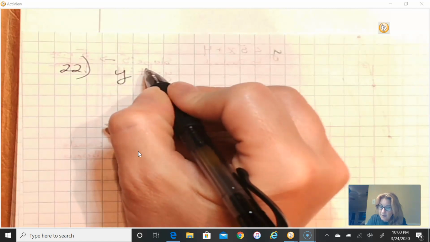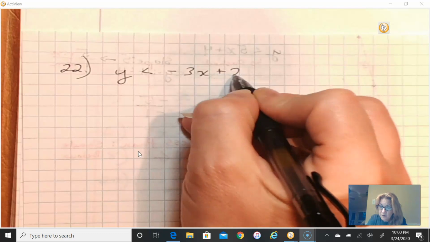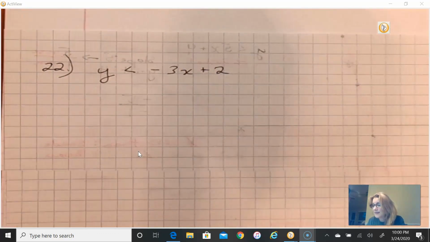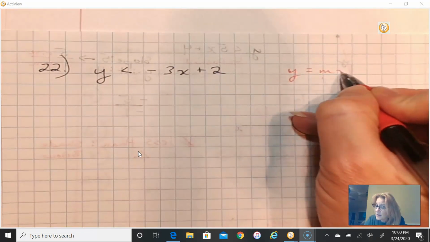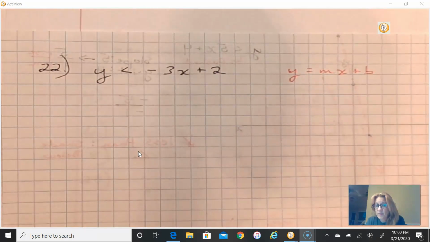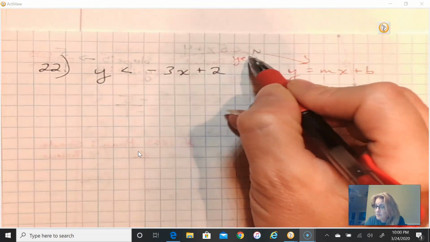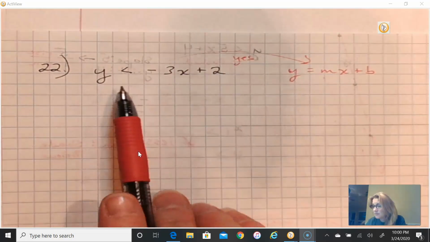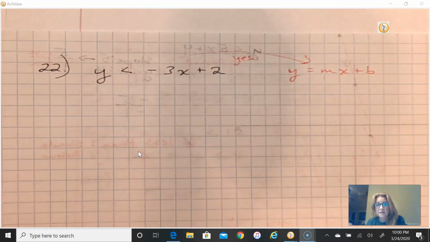Is y is less than negative 3x plus 2 in y equals mx plus b format? Yes, it is. It's in y equals mx plus b format, so you're good to go. You don't have to rearrange it.